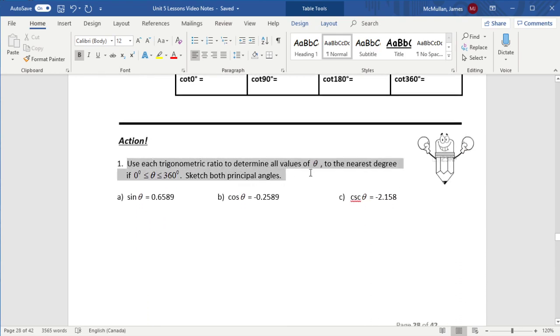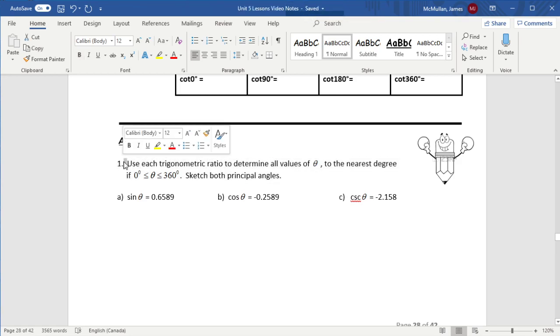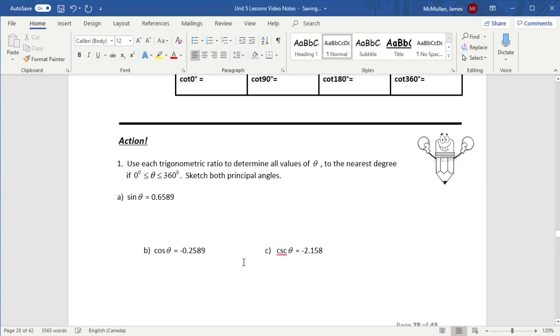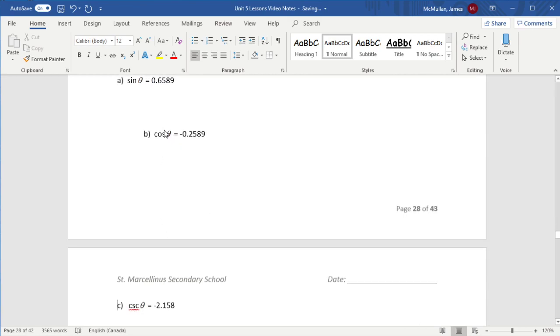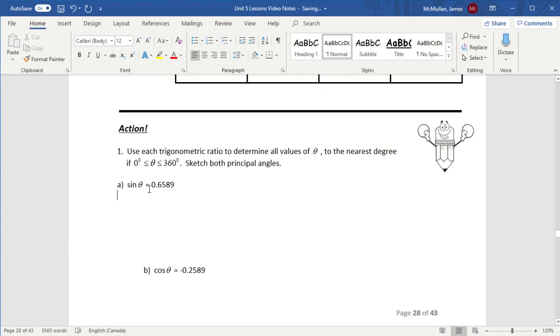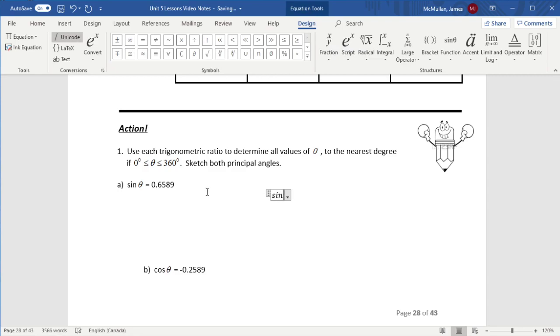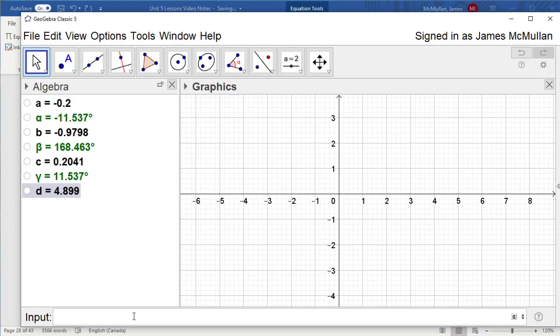Okay, now here is the main problem, viewed again through a different lens. In this first question, it says the sine of theta is 0.6589. This does not seem like a very difficult question. I go inverse sine of 0.6589, and it gives me the answer of inverse sine. Sorry, was it 0.6589?